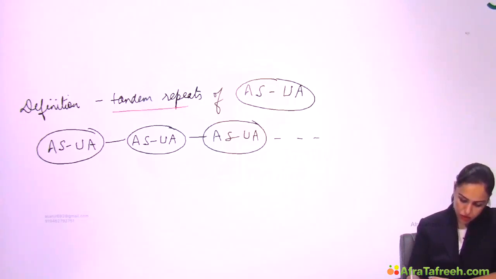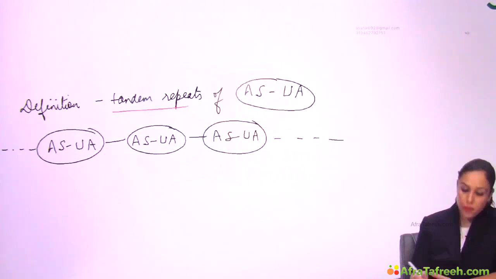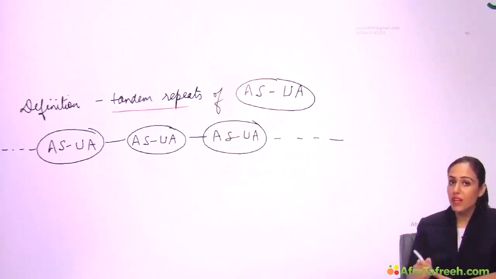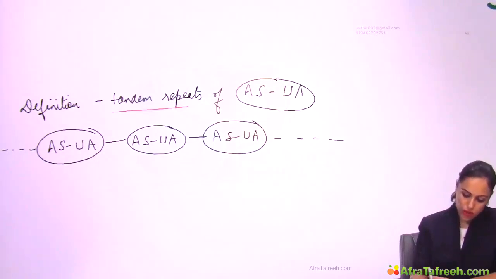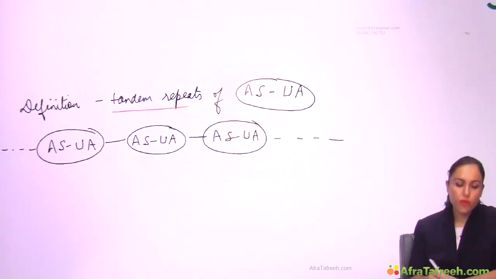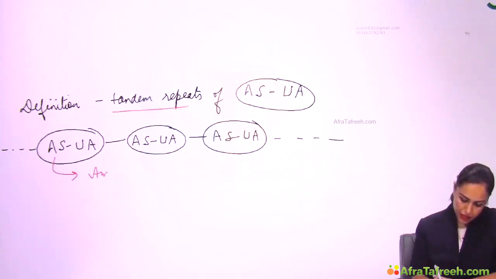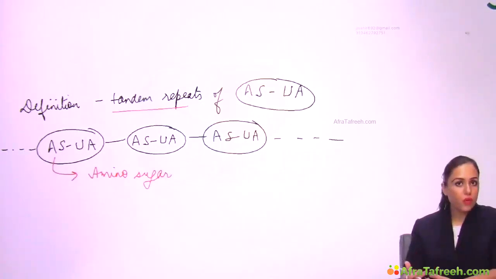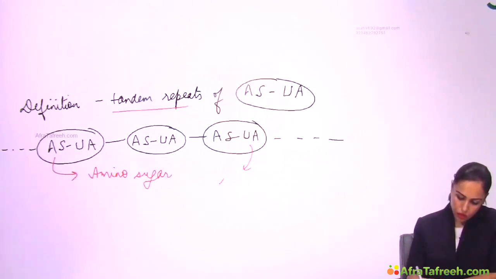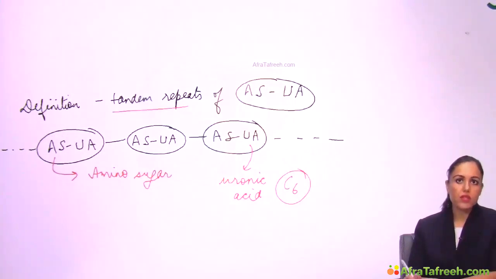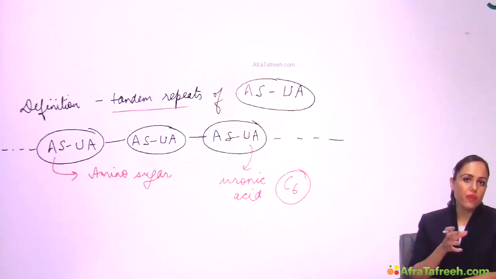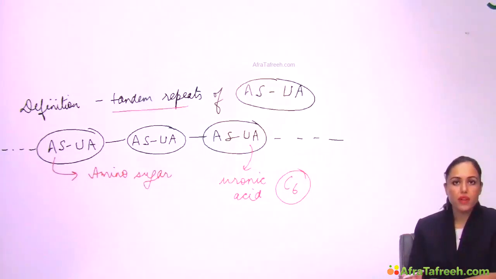So this is the structure, a very simplified structure I have made. And note here, I have not made any branch. I told you heteropolysaccharides are unbranched, right? So I have not made any branch here. Now see the full form. AS stands for amino sugar. See, there are lots of amino groups here, amino sugar. And UA stands for uronic acid. You know that oxidation at C6 makes uronic acid. So they are tandem repeats of amino sugar and uronic acid, repeated again and again.